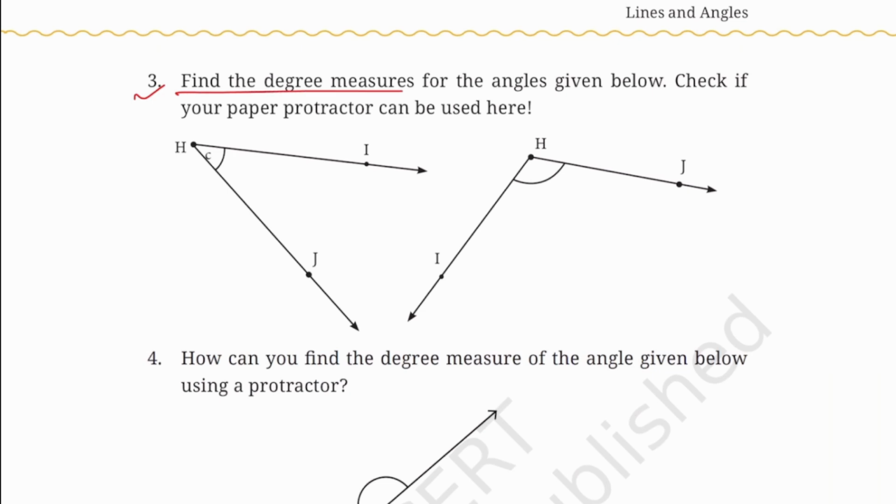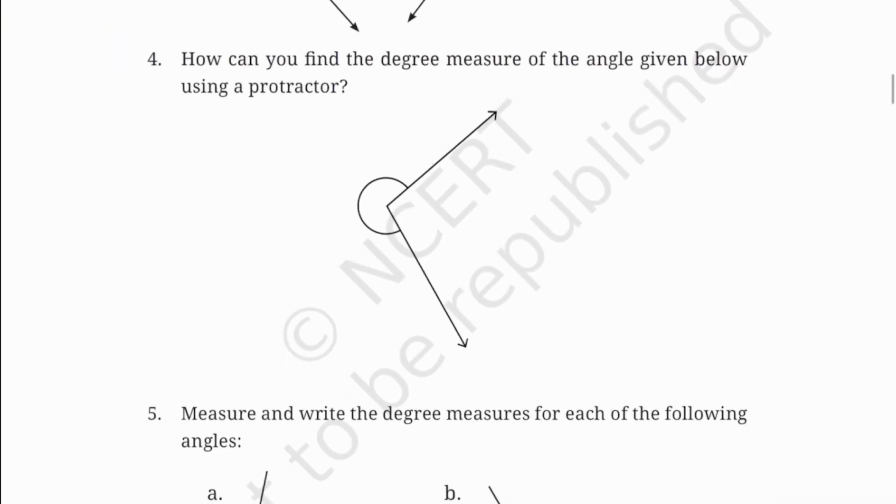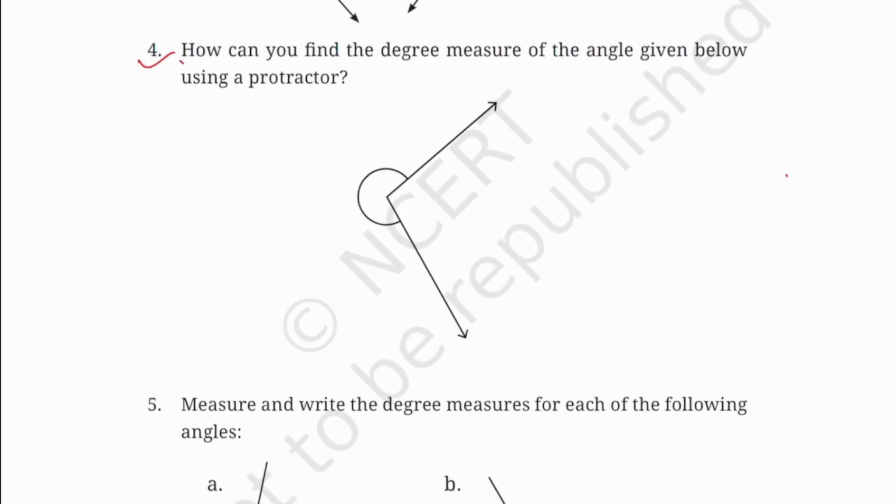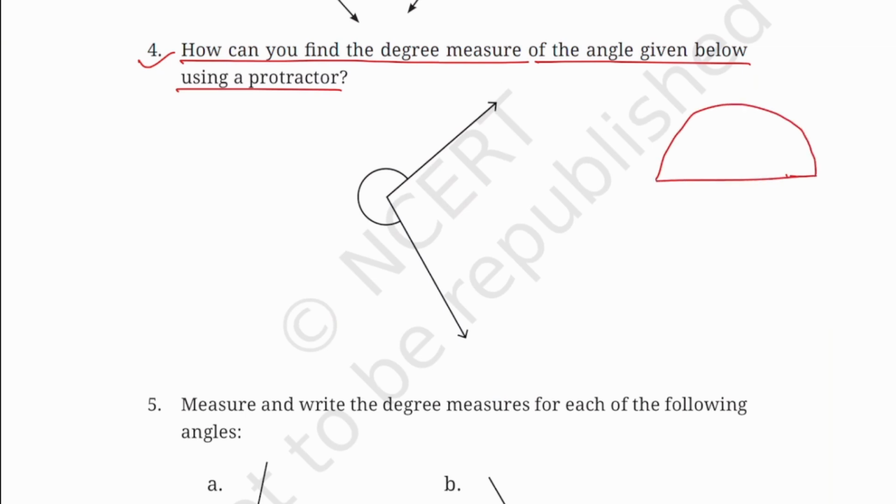3. Find the degree measures of the angles given below. Check if your paper protractor can be used here. 4. How can you find the degree measure of the angles given below using a protractor? You already know that you can measure angles that are less than 180 degree using a semicircular protractor. But this angle seems to be greater than 180 degree.